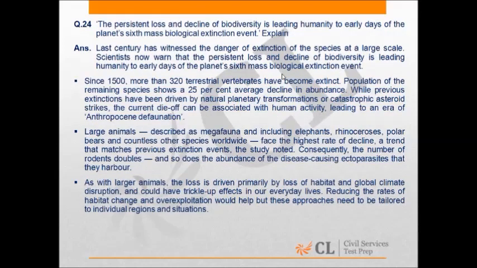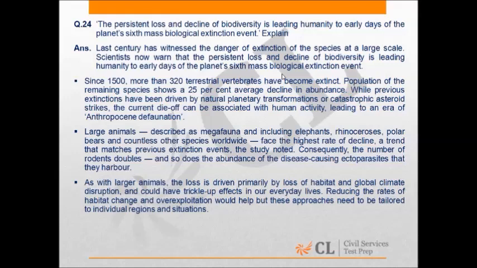Question 24. The persistent loss and decline of biodiversity is leading humanity to the early days of the planet's sixth mass biological extinction event. Explain. According to the latest report by the World Wildlife Fund for Nature, in the last 50 years the rate of extinction of biodiversity was the highest. The last century has witnessed the danger of extinction of species on a large scale.